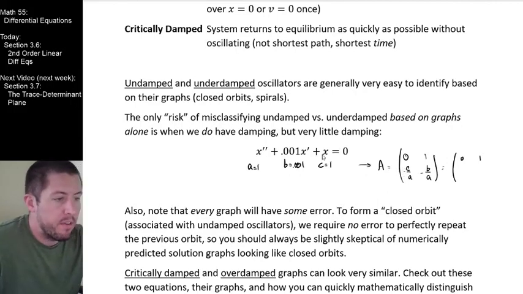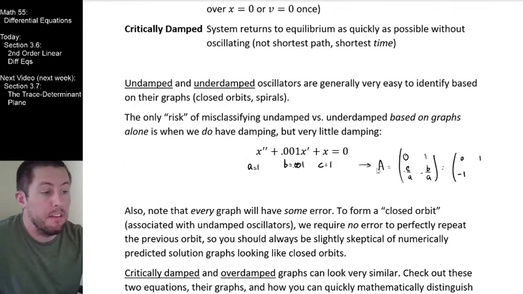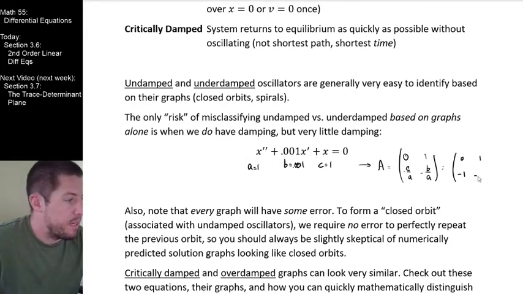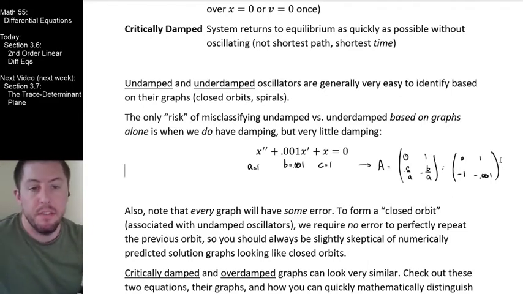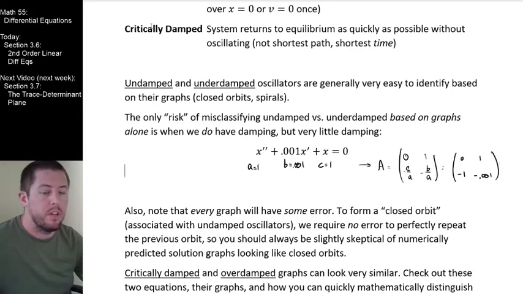So negative C over A is just negative 1 over 1, so that's just going to be negative 1. Our negative B over A looks like it's going to be negative 0.001. So that's the A matrix of consideration associated with the second order differential equation.